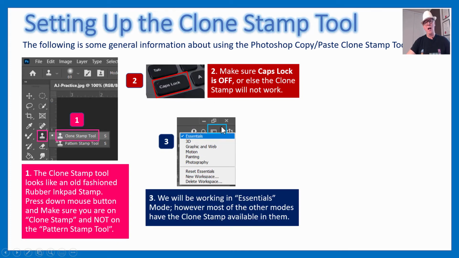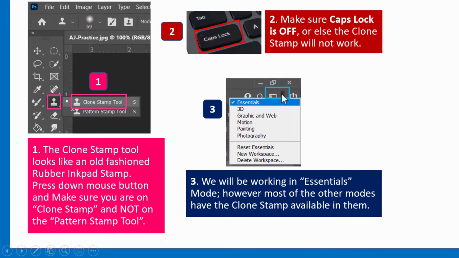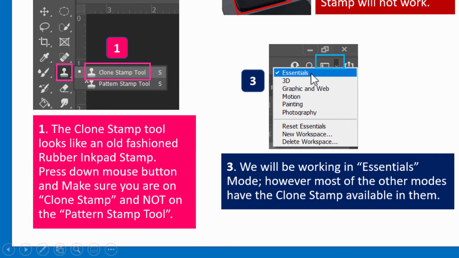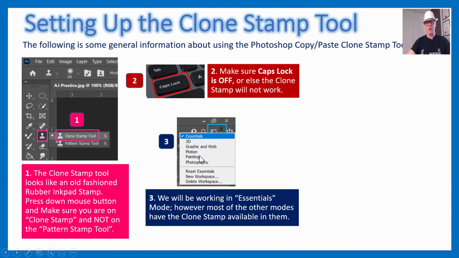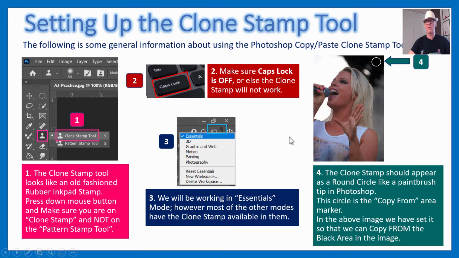Now, we're going to be in the top right-hand corner. I think we've done this in previous lessons. If you click that down arrow here, we're going to just be working in essentials for this lesson. But I think in any of these other modes, all of those modes have the clone stamp available in them in any case. All right, but we want to be in essentials where we've got our clone stamp, our Band-Aid spot healing, and we've got our lasso tool, all right, because we're going to be using those ones extensively.